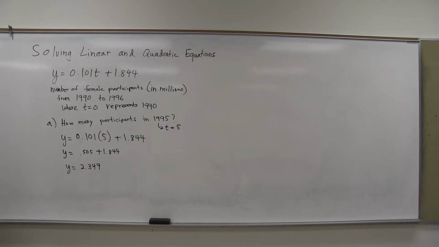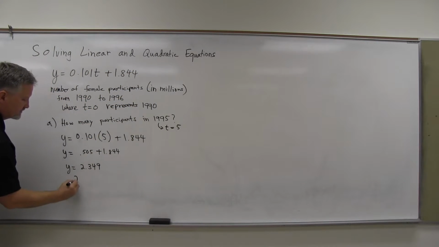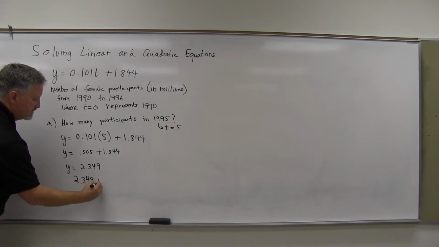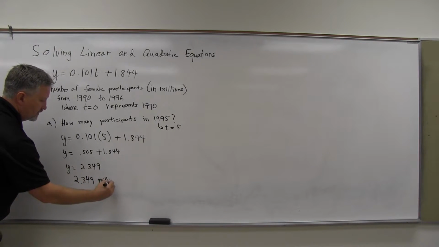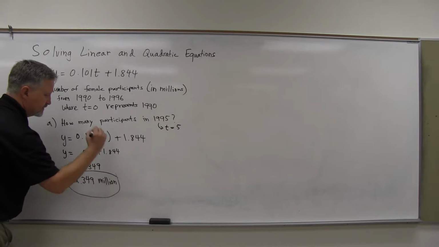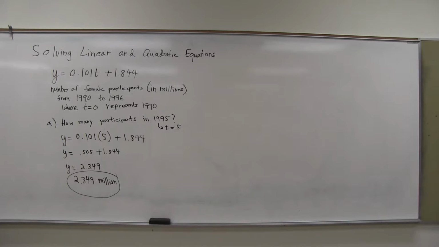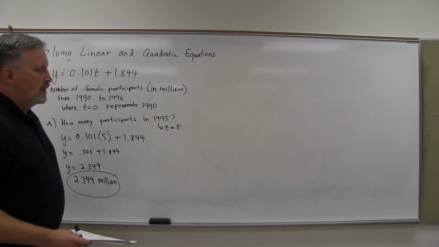All right. The answer is not 2.349, is it? No. There's more than 2.349 female participants in 1995. Like I said, the y is in millions, so it's 2.349 million participants is what the model tells me were in 1995. Right? Okay.